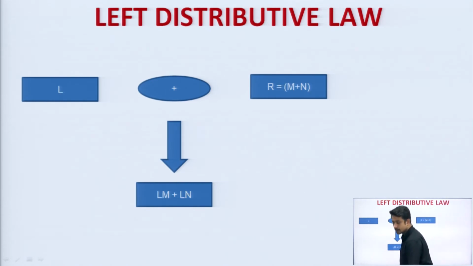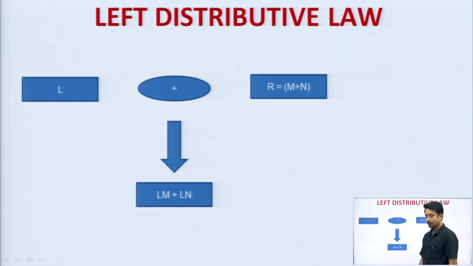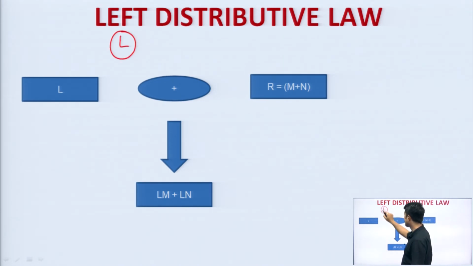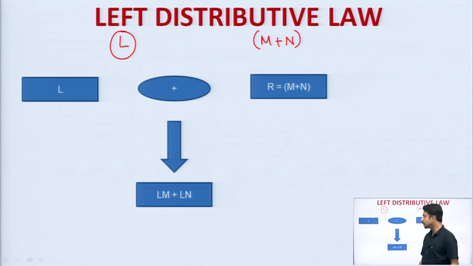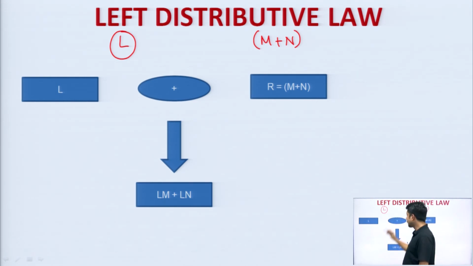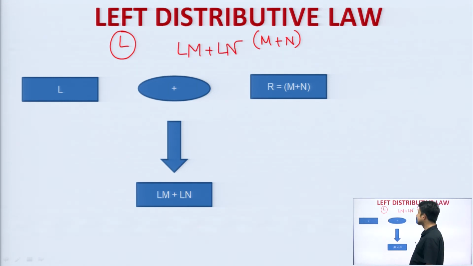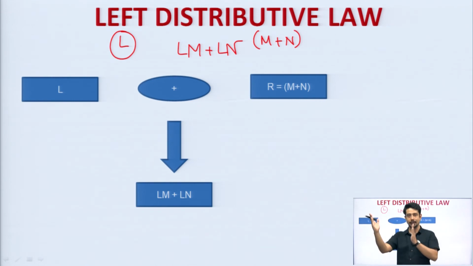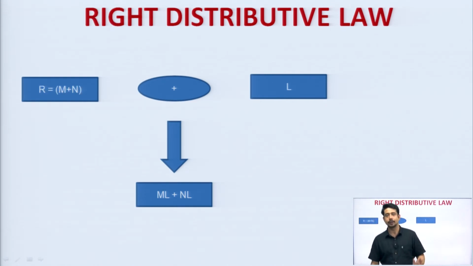Next comes the left distributive law. The left distributive law says that if you have an expression of this form L, and another expression, say, m plus n, and you try to do a merging or union of it, then what will I get? I will get L m plus L n. So, this is what I am doing from the left hand side, and in a similar way, vice versa, if you do it from the right hand side, then that law will be your right distributive law.